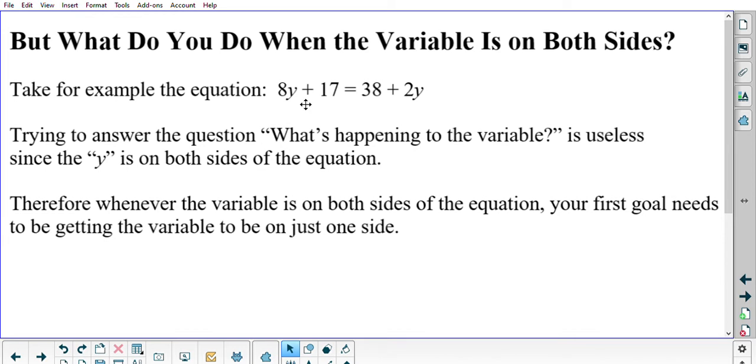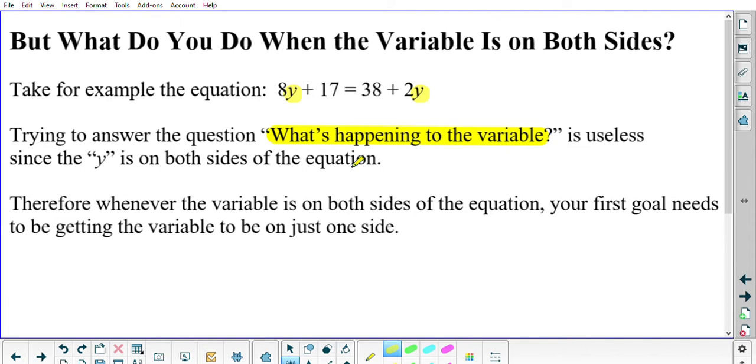Take for example the equation 8y plus 17 equals 38 plus 2y. As you can clearly see, this is a very different type of equation from what we've had before. The variable y is on both sides, the left side of the equal sign and also the right side of the equal sign. So if I would try to ask the question, what's happening to the variable? That's kind of useless. I mean, how do I answer that? Do I answer it based on the y on the left? Or do I answer that question based on the y on the right? I'd be totally confused. So trying to answer what's happening to the variable when the variable's on both sides is totally confusing and totally useless.